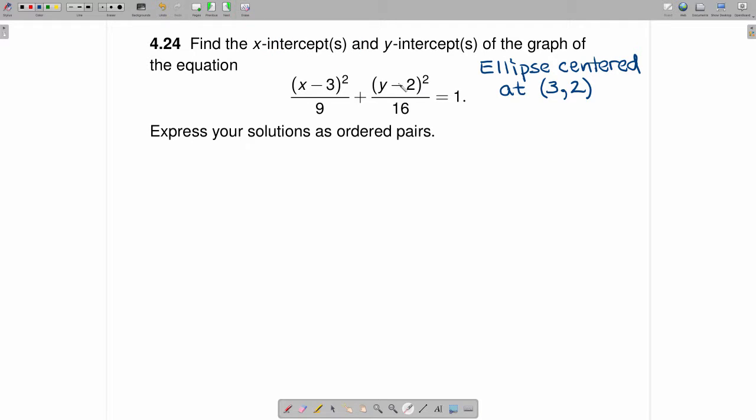So let's start with the x-intercepts. Setting y to 0, here's what we have. So in this step right here, y got set equal to 0. Now we'll skip a few steps. You can do a lot of this in your head. 0 minus 2 is negative 2, and negative 2 raised to the second power is positive 4. So we have 4 divided by 16, and 4 divided by 16 in lowest terms is 1/4. So let's start with that.